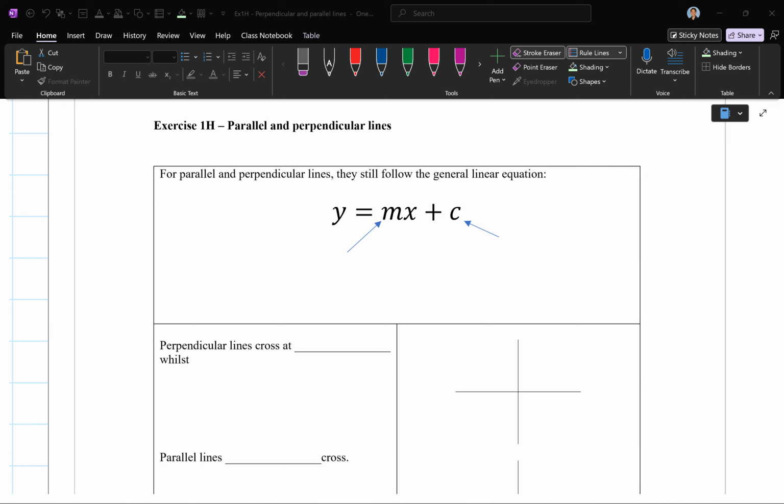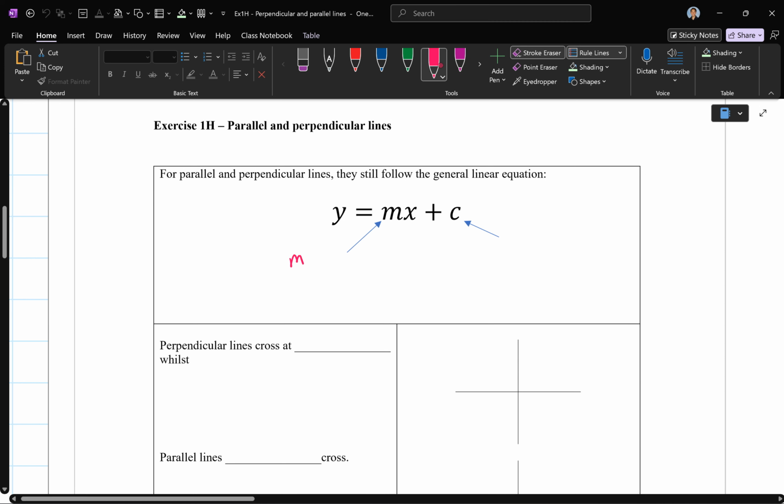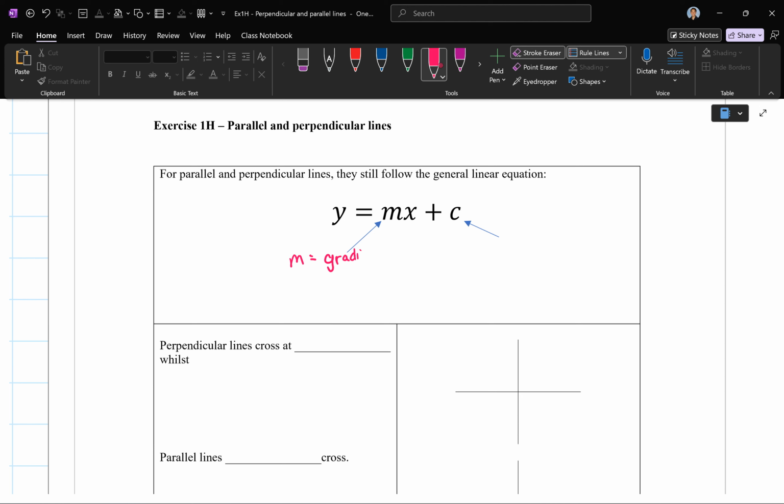What is m again? Can I please have? Let's go Raphael. M is the gradient. M is the gradient. Very good. The definition of gradient is equal to what? Oh yeah, so m is the gradient, and it equals, what's the definition, Andrea?